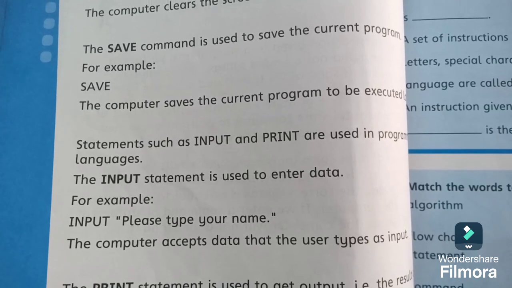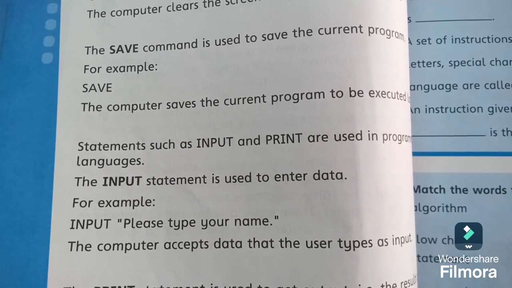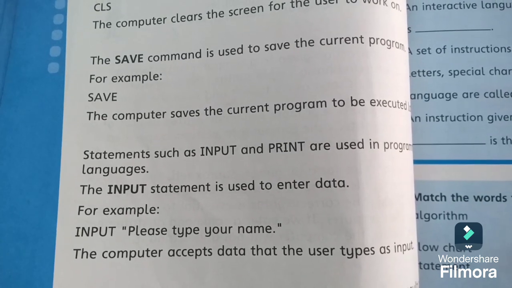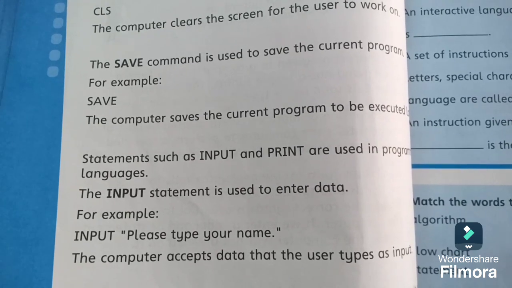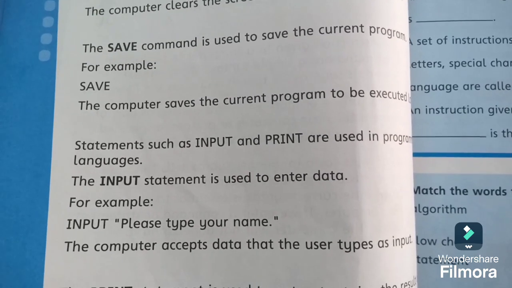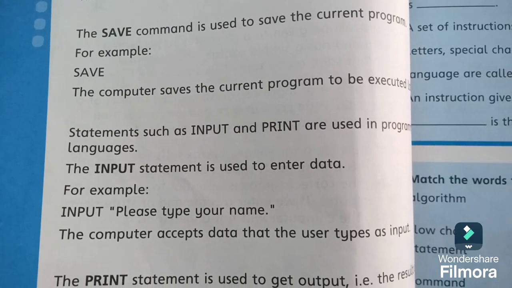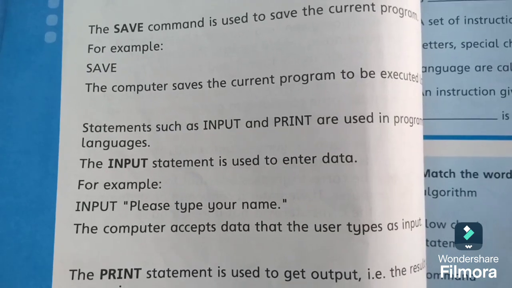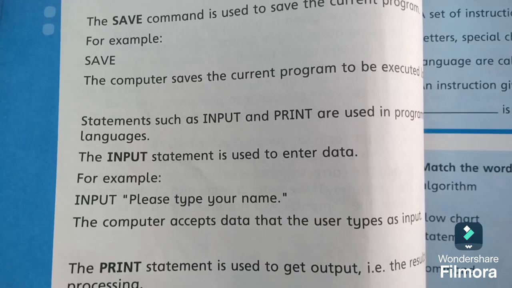It can be a document, but in programming languages, the save command is used to save the current program, the program that you have run on your computer. So if you want to save that specific program, you need to save it. Okay, next, statements such as input and print are used in programming languages. You have also learned what an input and an output are, and how you give an input and output in the flowchart.